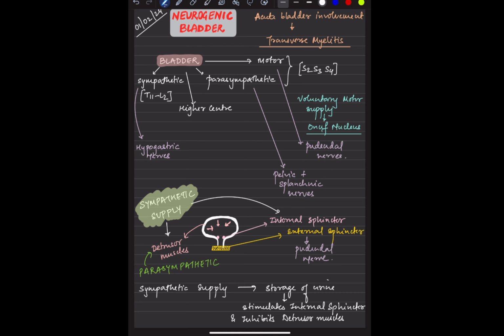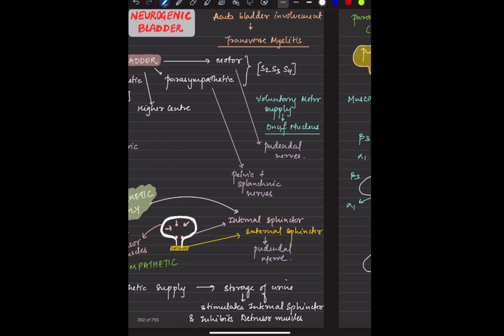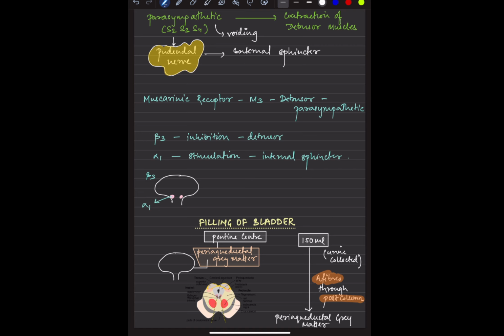Now, if you want to void, what will happen? The sphincter should relax, right? Then only the urine from the bladder can flow out and we can urinate. So it is the detrusor muscle contraction and the internal sphincter relaxation that will cause the voiding of the urine. But if you talk about storage of the urine, it is the internal sphincter which will be stimulated, and the detrusor muscle will be inhibited from contracting. That is how voiding and storage can happen.